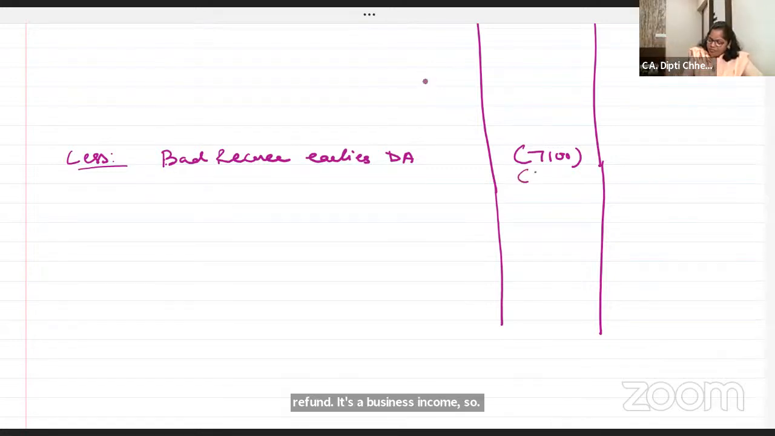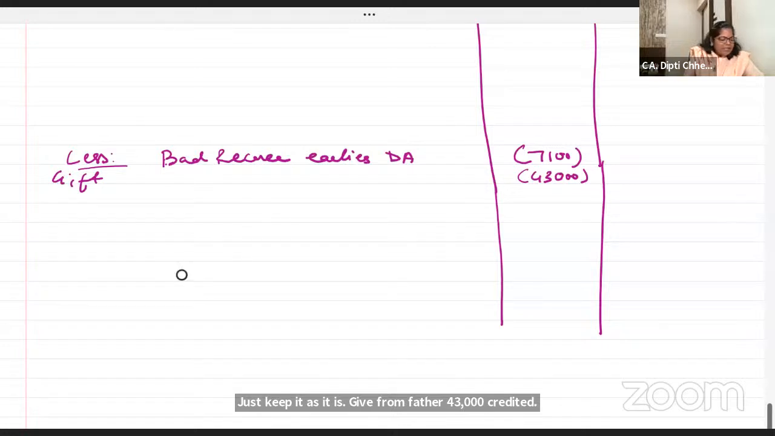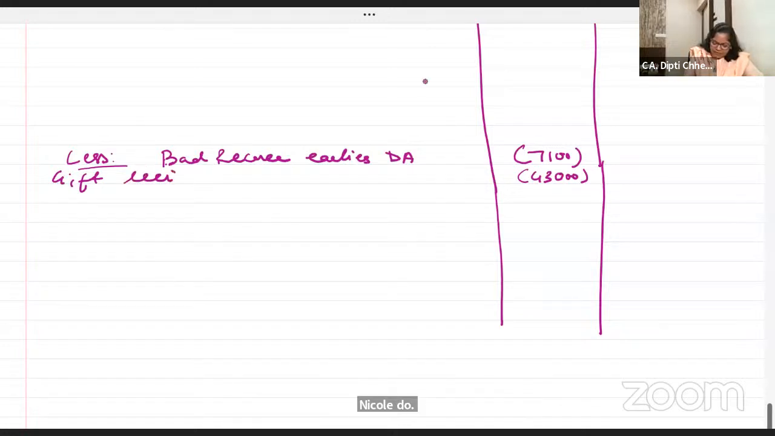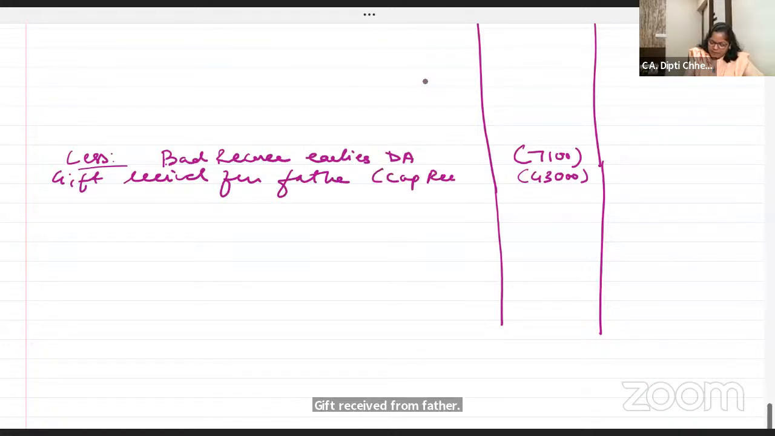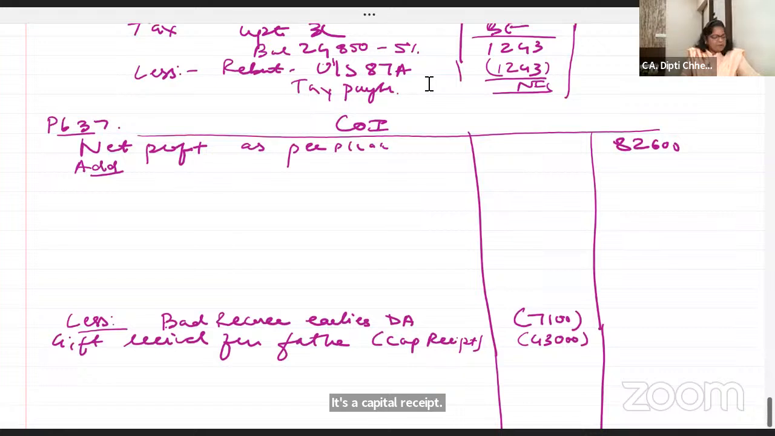Gift received from father, 43,000 credited. Nikal do. Kyun? Because it's a capital receipt. Gift received from father. Bracket में लिख दो capital receipt. It's a capital receipt. Now, debit the expenses which are disallowed.